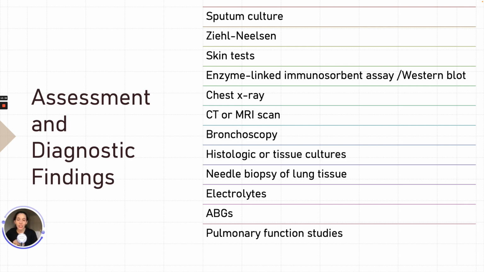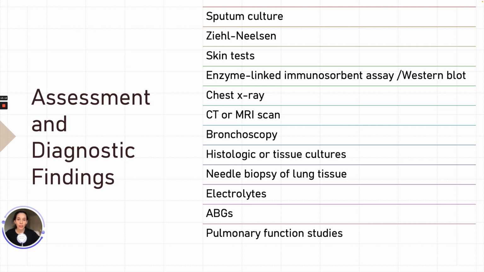If an individual is unable to give a sputum sample, they may also use this to get a sample of sputum. We may use a histologic or tissue culture. We may look at a needle biopsy of the lungs. We can look at electrolytes, which may be abnormal depending on the location and severity of the infection. We can look at arterial blood gases, which can be abnormal depending on the severity of the disease.